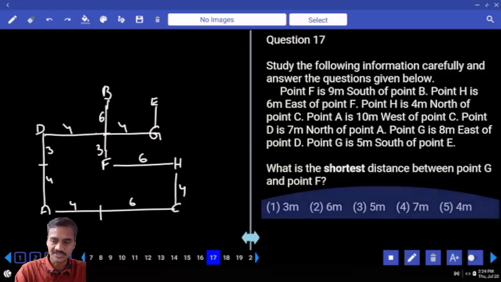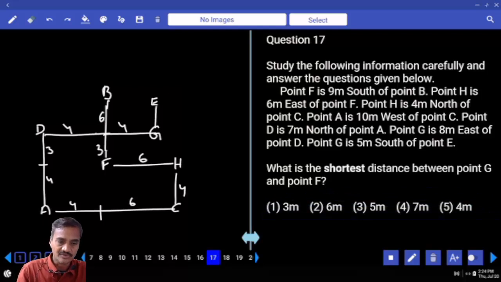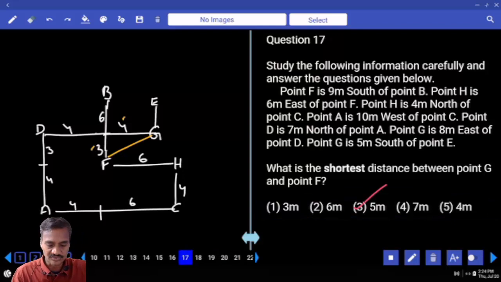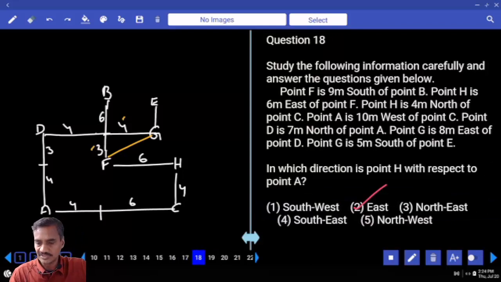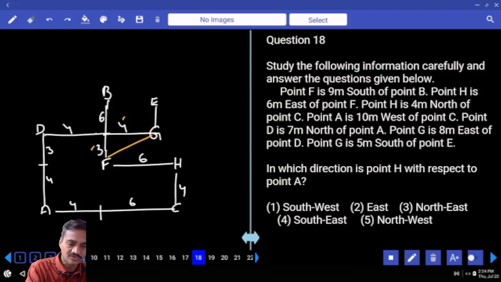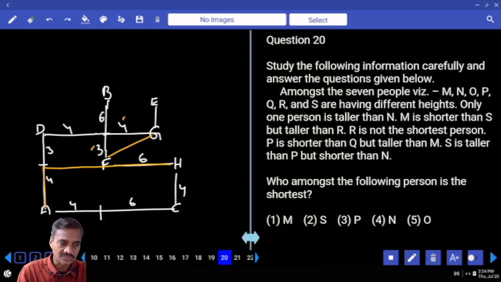And what is the shortest distance between G and F? Now we need to find out the shortest distance between G and F. Now this distance is 3 square plus 4 square. How much is that? 5, choice 3, question 17. The next one, 18th one. And in which direction is H with respect to A? In order to reach H from A, first I need to move towards north and then east. North and east, northeast, choice 3, question 18.